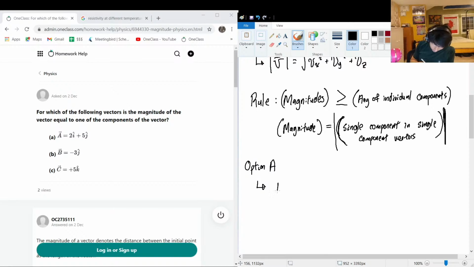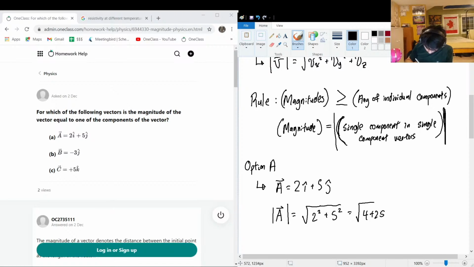Option A, we have A is equal to 2i plus 5j. So to calculate the magnitude of A, we'll have the square root of 2 squared plus 5 squared, and that's equal to 4 plus 25, equal to the root of 29, and let's ask our good friend the calculator what that is. So that's about 5.39.